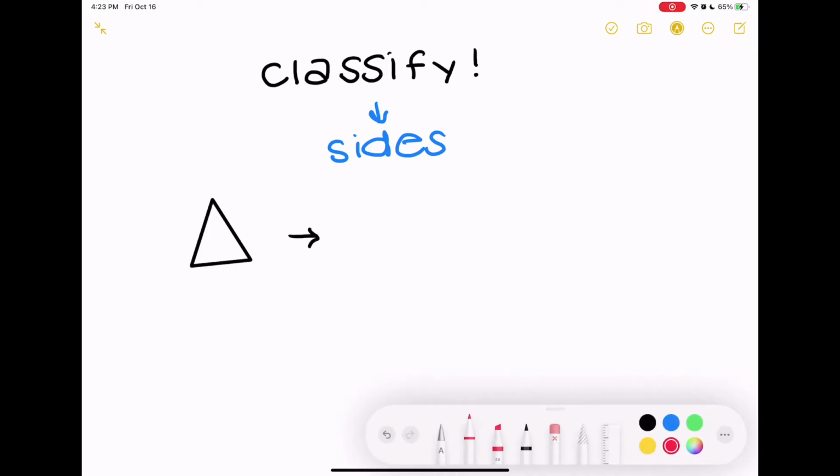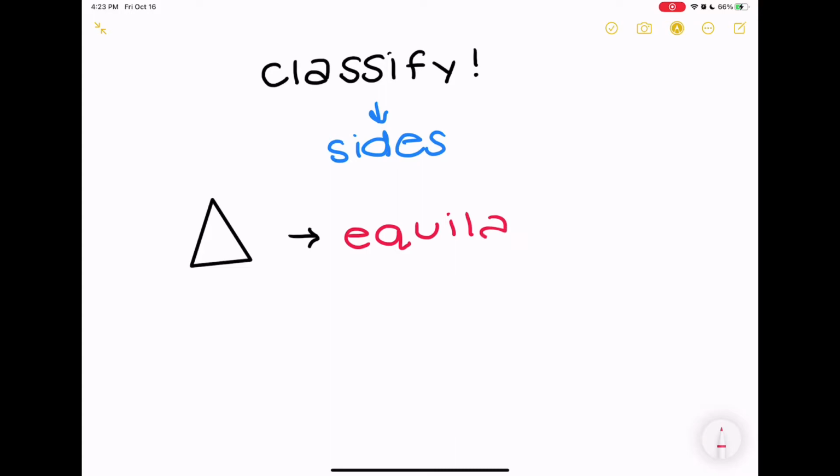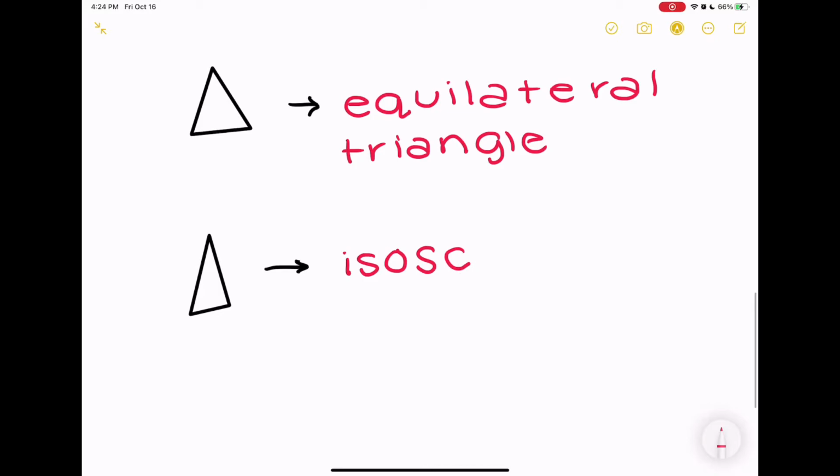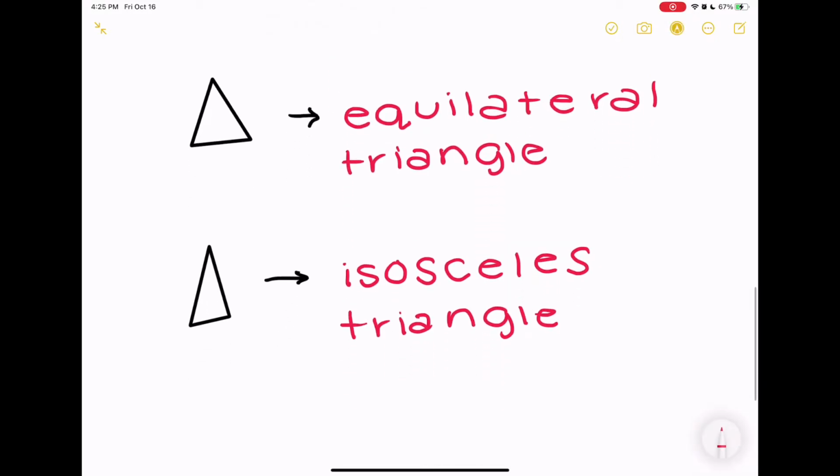Now we're going to classify triangles based on their sides. So here we have an equilateral triangle. And I suggest you write all this terminology down because it's all really important terminology when it comes to basic geometry. This is called an isosceles triangle. Remember to write this down and don't forget how to spell it.